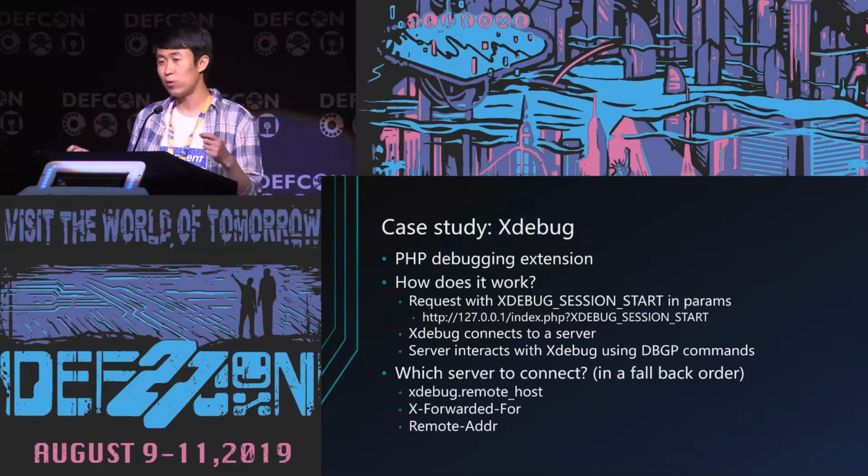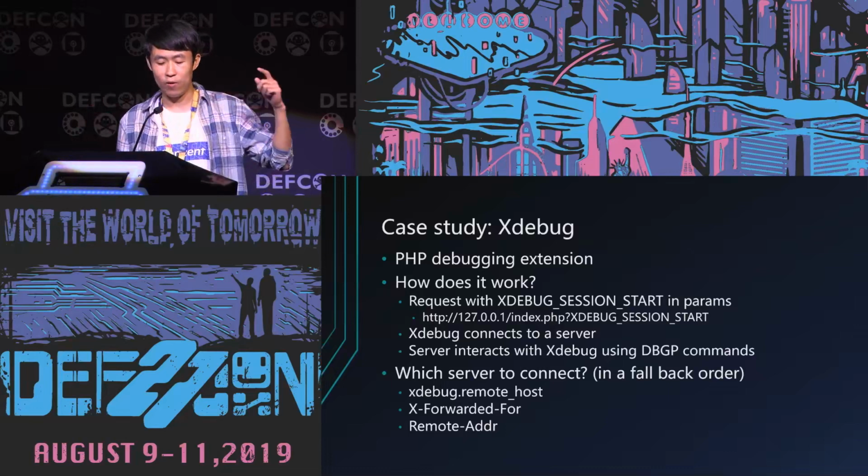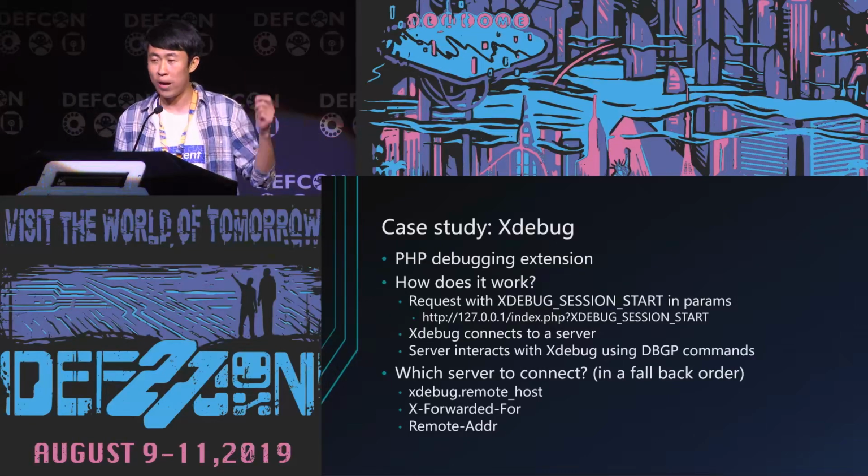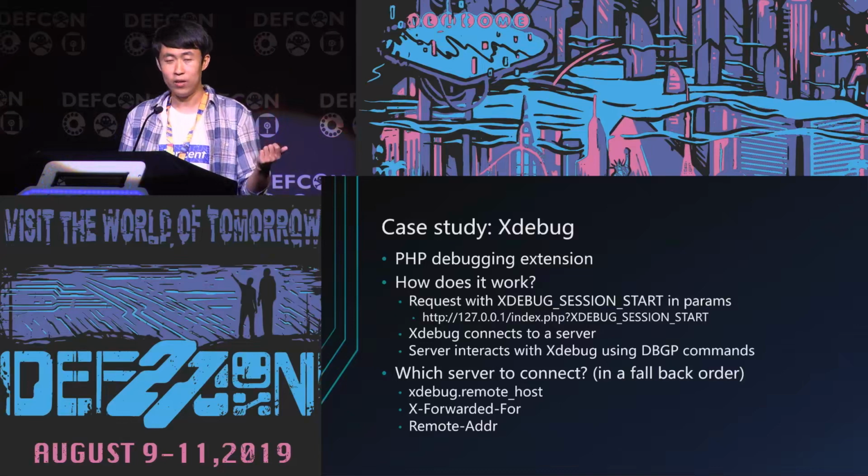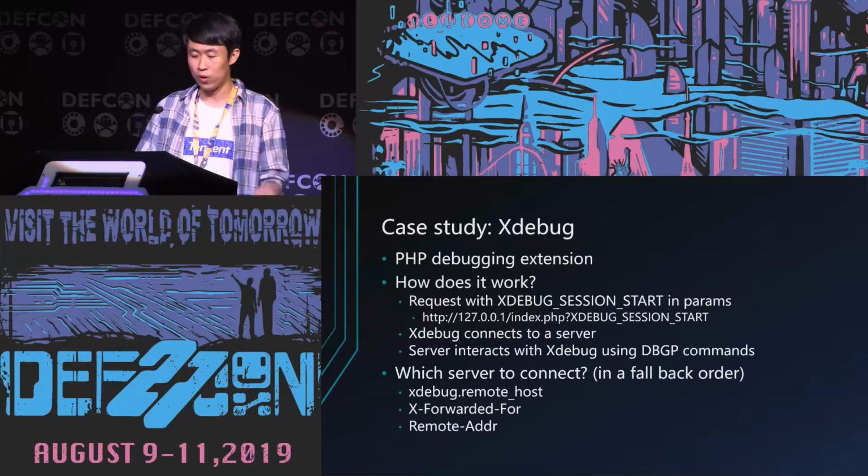So which server does it connect to? Xdebug will check the following things in a fallback order. The first one is, in the Xdebug configuration file, xdebug.remote_host. If not set, then it will check the X-Forwarded-For header in the HTTP request. And if not, Xdebug will use the remote address.